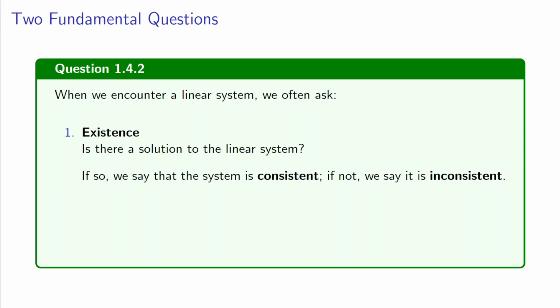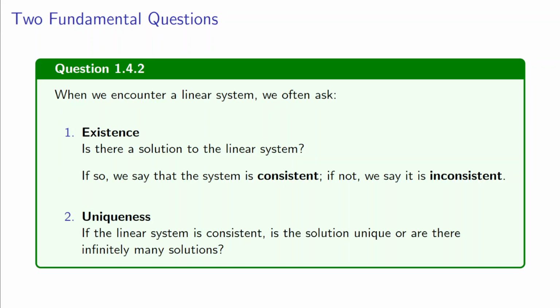Those are questions of existence. So is there a solution to our system? Some terminology here. If a system has a solution, we say that that system is consistent, and if not, we say it is inconsistent. So existence, and then the second question is related to uniqueness. If the linear system is consistent, is the solution unique, or are there infinitely many solutions?